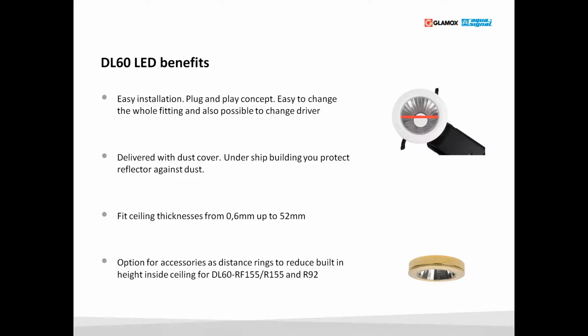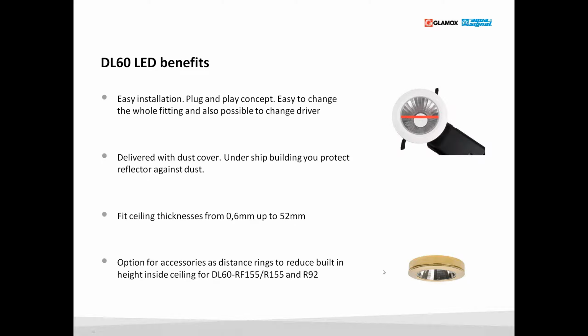This is a plastic film, stands in the front. So when you are doing the building, you can have the lighting going on, but you only take away this dust cover protector when the vessel is finished. So you don't fill the whole downlight with dust during the building period. We have designed it to fit the thicknesses on the ceilings from 0.6 up to 52 millimeters. That means from the thinnest M300 ceilings up to the Norac B500 ceilings, for instance.